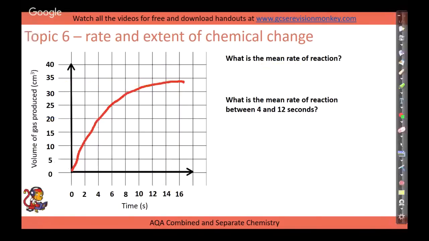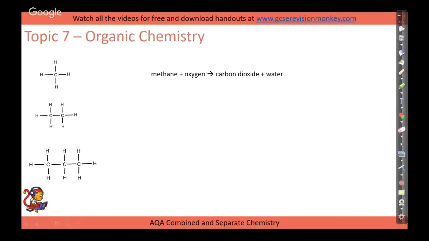So, storming through then, topic 7 is organic chemistry. Organic chemistry talks about molecules that are carbon-based. And these here are hydrocarbons. The clue's in the name. They contain 2 elements from the periodic table, hydrogen and carbon.